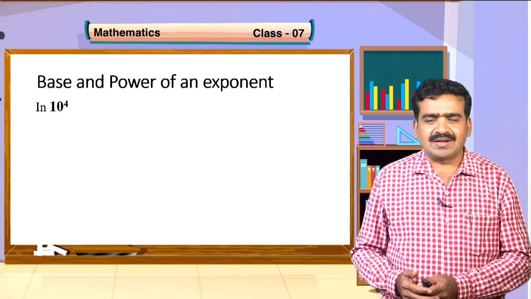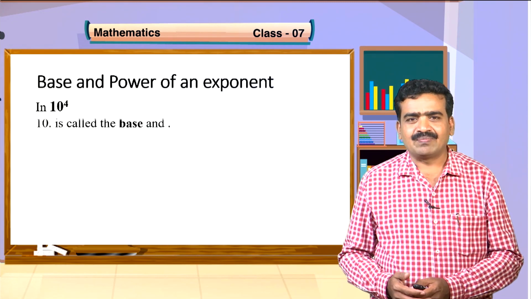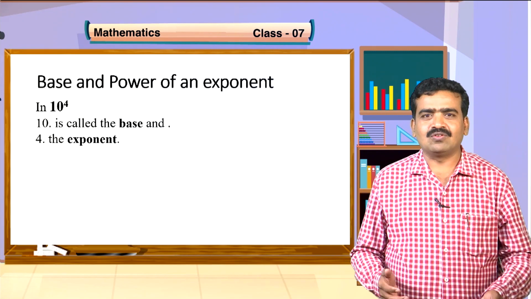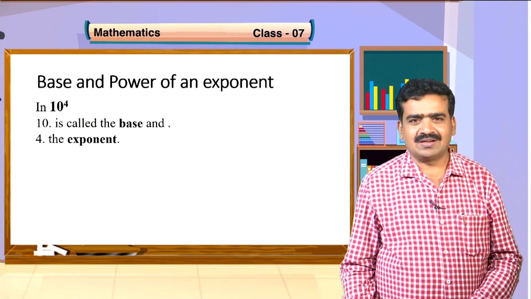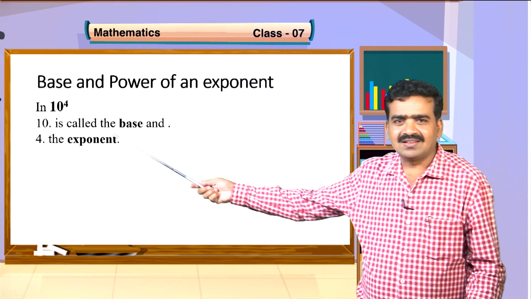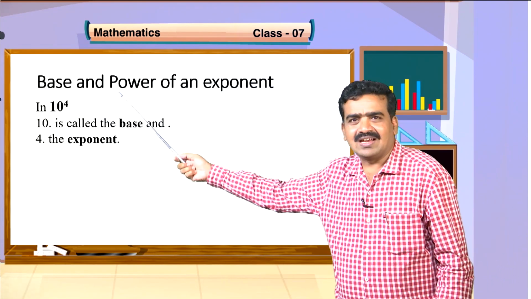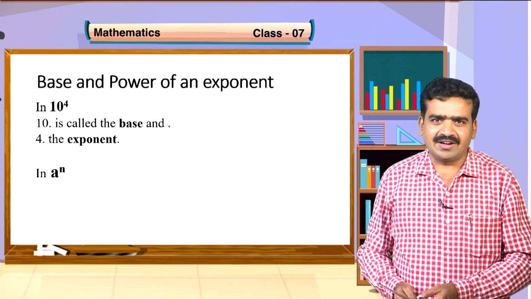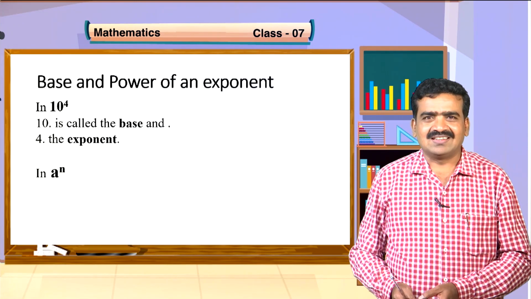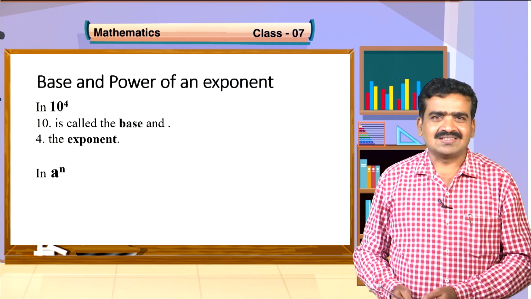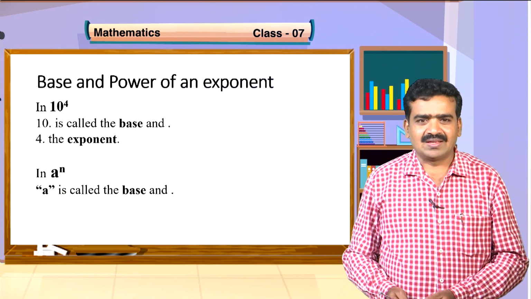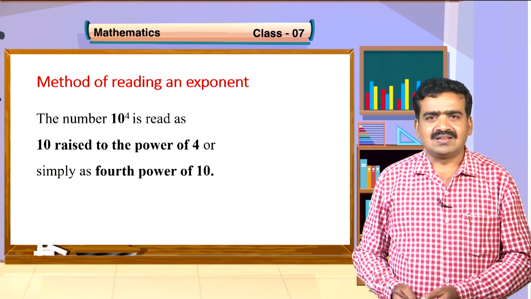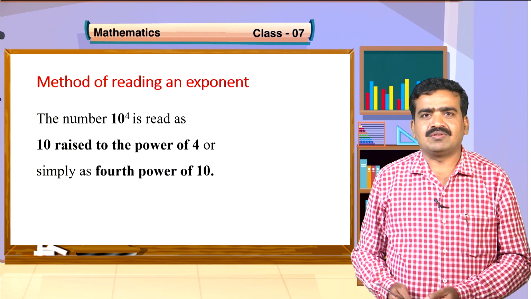In case of an exponent, there will be a base and exponent. The 10 is called as base in this case, and the number 4 is called as exponent. So, which is the base over here? Here 10 is the base and 4 is the exponent. Similarly, if there is a to the power of n, a is called the base and n is called the exponent.